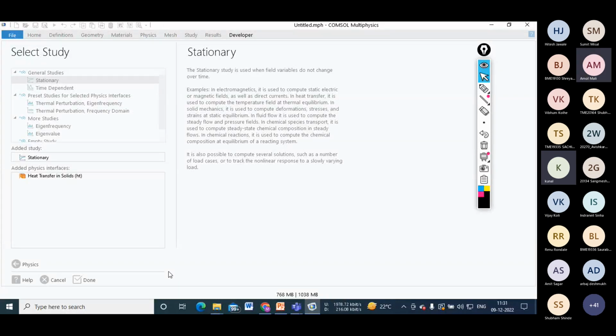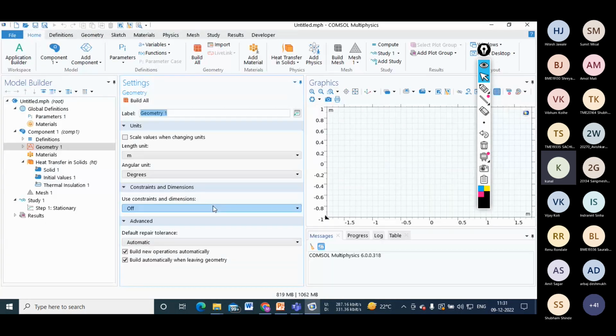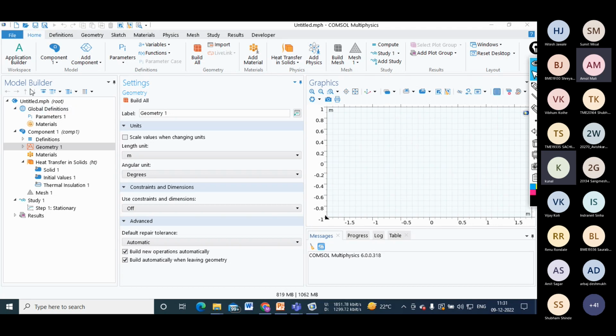Now it will take some time to open the next window. Okay, after selecting the study, you will get this window, and here you can see this is the ribbon, and on the ribbon you can see the application builder. You can build the application.